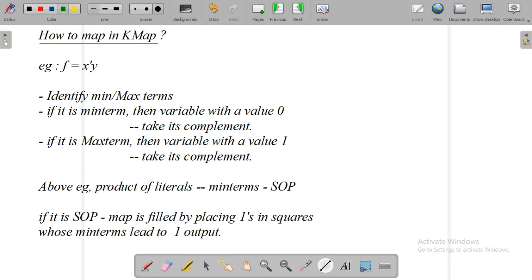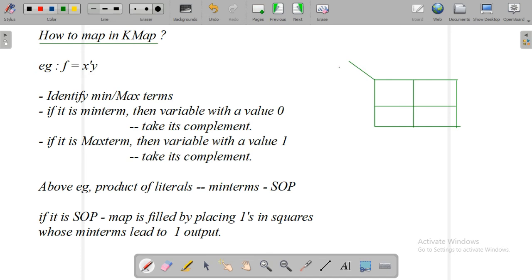So first of all we draw the K-map. How many variables are here? Only two variables, x and y, so we can draw a two variable K-map. How many cells will be there in a two variable K-map? 4 cells or 4 squares. 2 power 2, 2 square equal to 4, so we get 4 cells. Here we have drawn the two variable K-map.